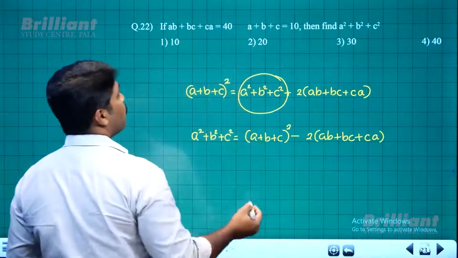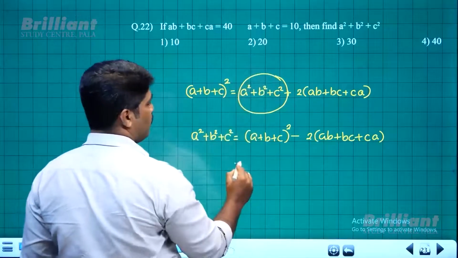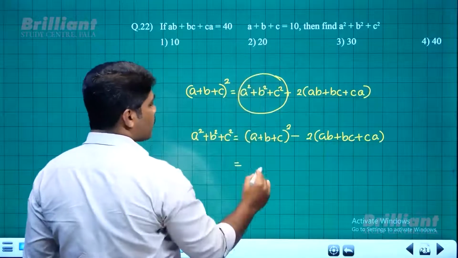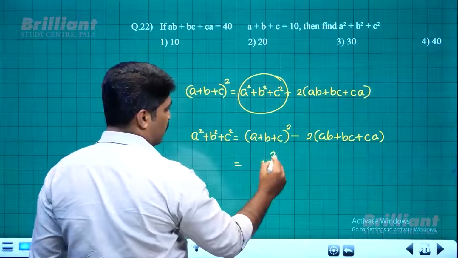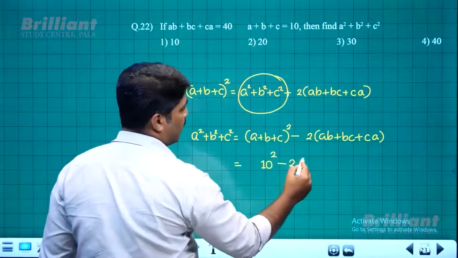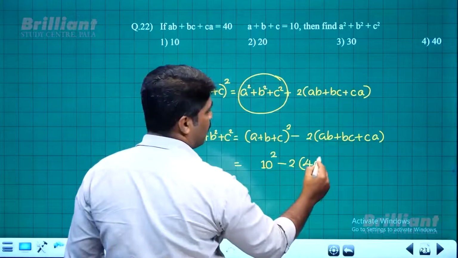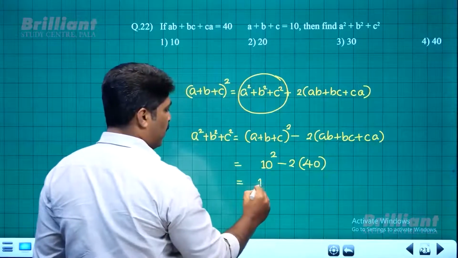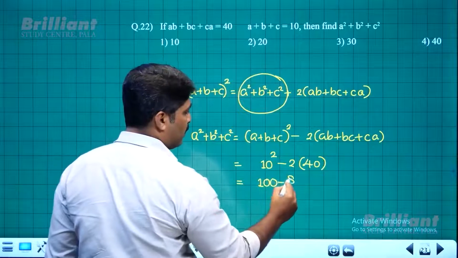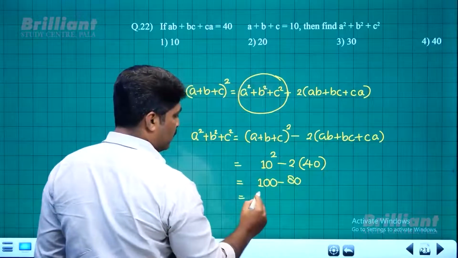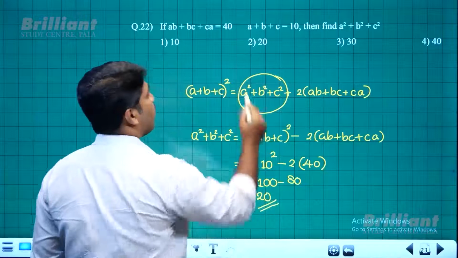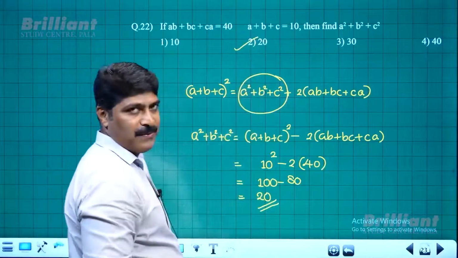So we have the values for these expressions. A plus B plus C is 10. So this is 10 square minus 2 times of AB plus BC plus CA, which is equal to 40. As 10 square is equal to 100, and this one is 80. So the answer is 20. So that is option 2.